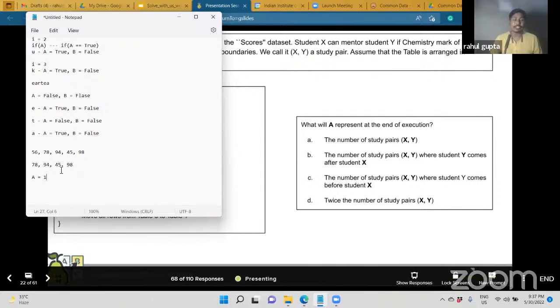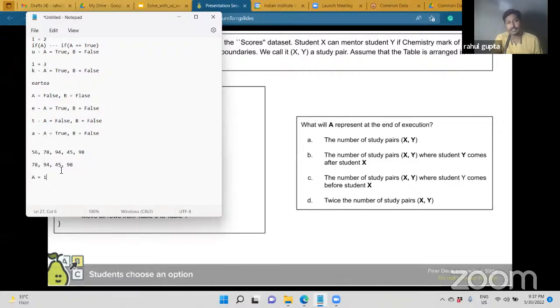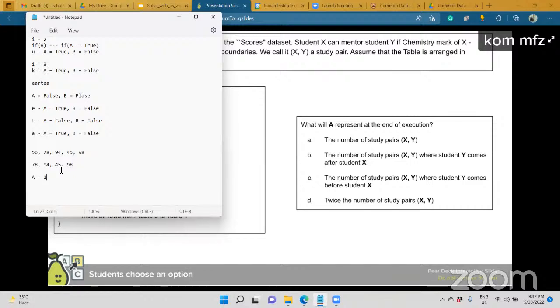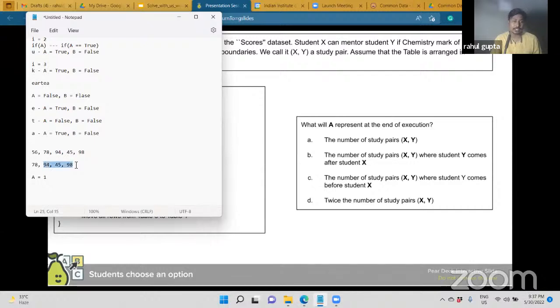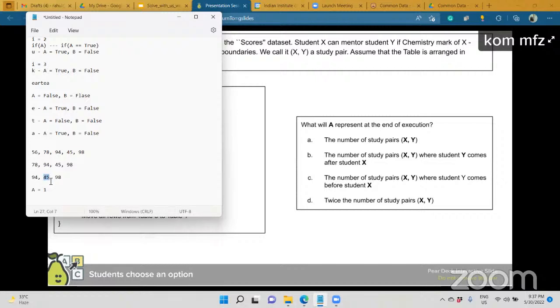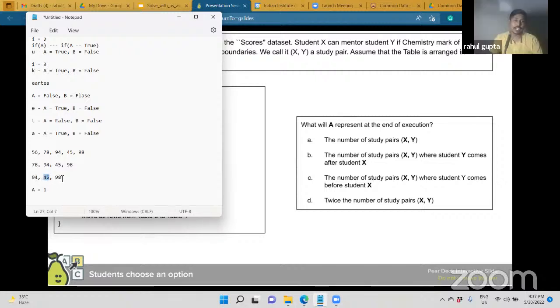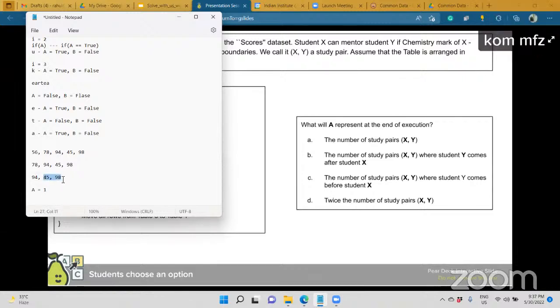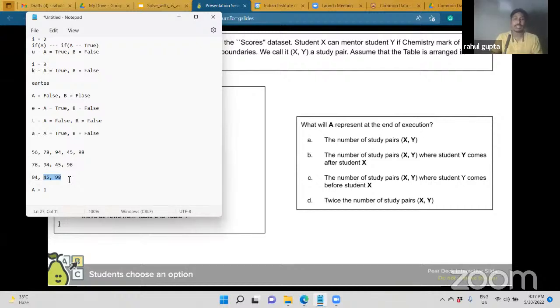For 78 and 45, again more than 20, right? Yes. 78 and 98, A is not incremented. Now I'll take 94 and compare with 45. Will it happen? No. 94 and 98? No, because it's negative. Then take 45 and 98, it will not happen also. Then 98 will not be compared with anyone.